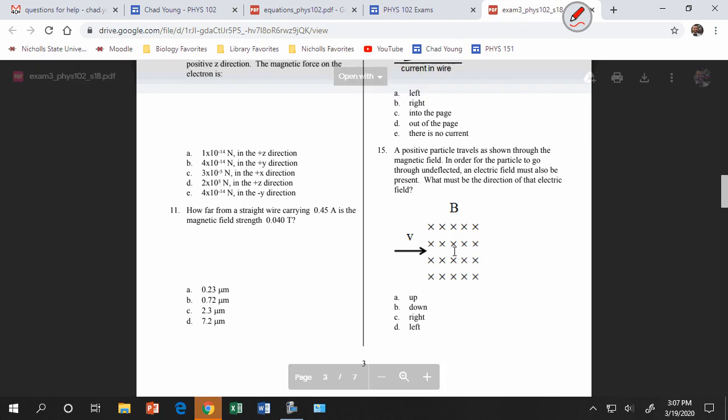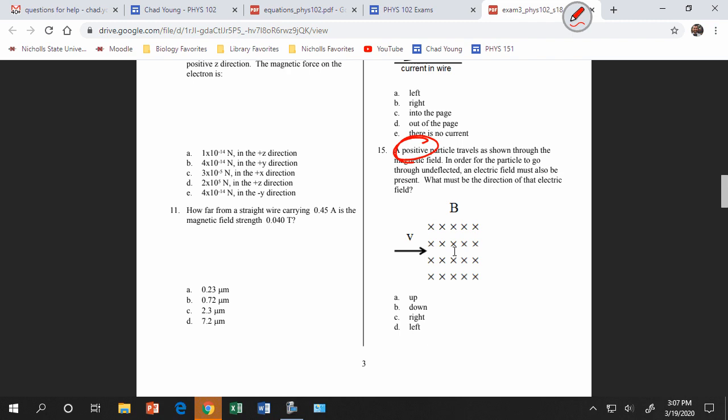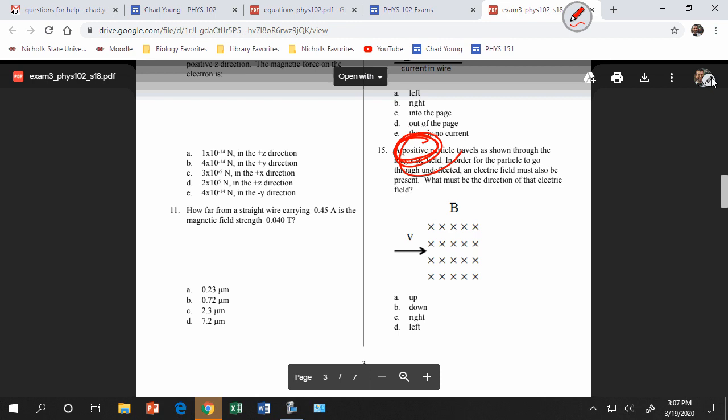Remember that if you have a question that says negative particle, as soon as you read negative, you circle it and say, oh, I better come back at the end and switch the direction of my answer, because some of you are going to have issues with that. If I give you a negative particle, you have to switch the direction of the answer.